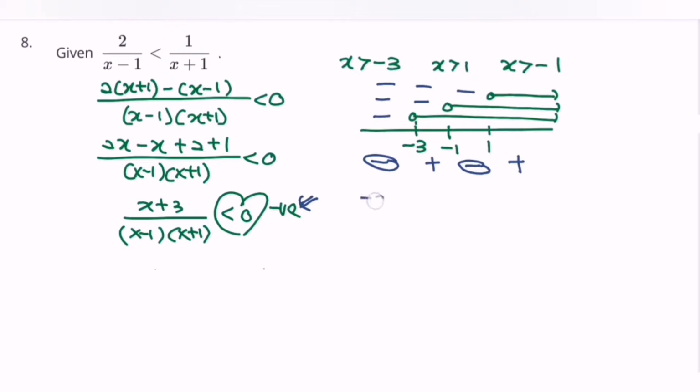So the answer: negative infinity until negative 3, negative 3 is not included, union negative 1 until 1, where negative 1 and 1 are not included. So here we have the answer for question number 8.